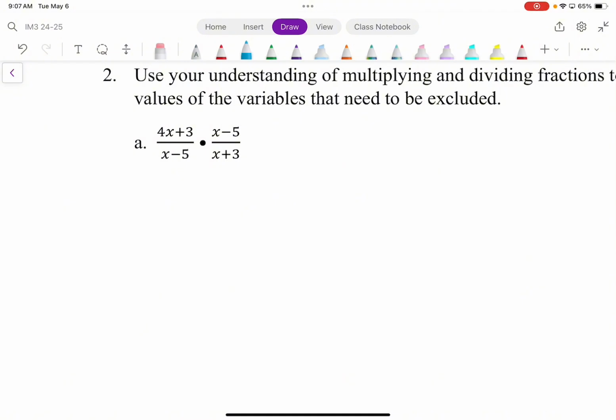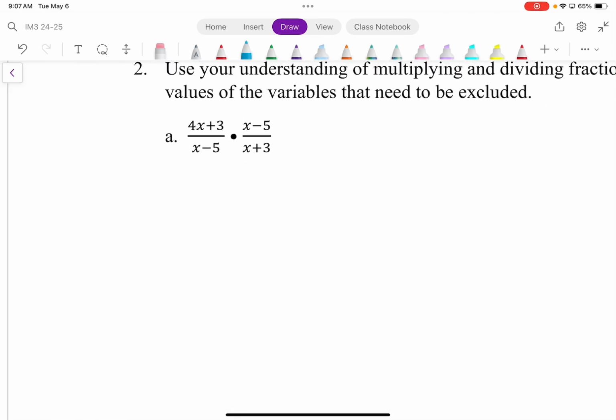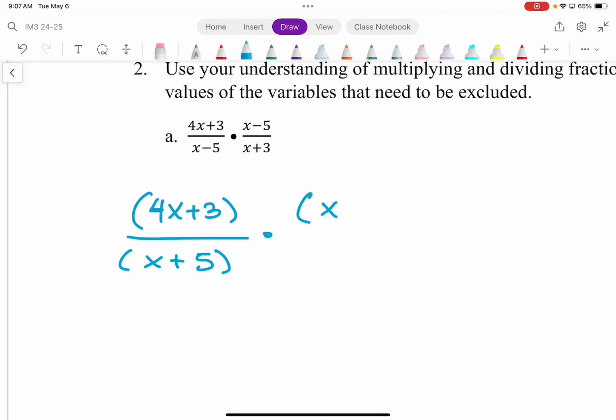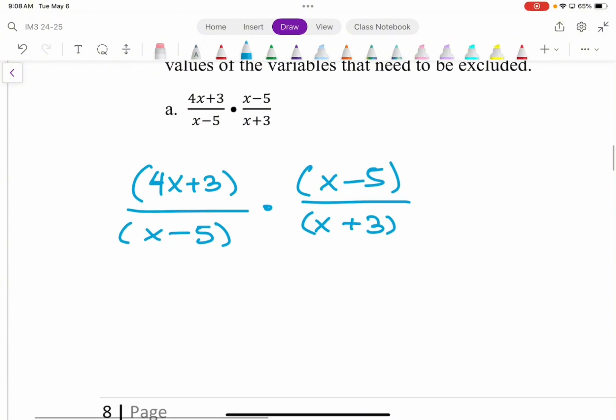This is what I like to do before anything else, and I think you're going to find this quite useful for you as well. You want to rewrite this, but with parentheses, just so that you're reminding yourself that we are multiplying these terms, or that they're groups, basically. So we have (4x + 3) over (x - 5) in parentheses times (x - 5) over (x + 3). Okay.